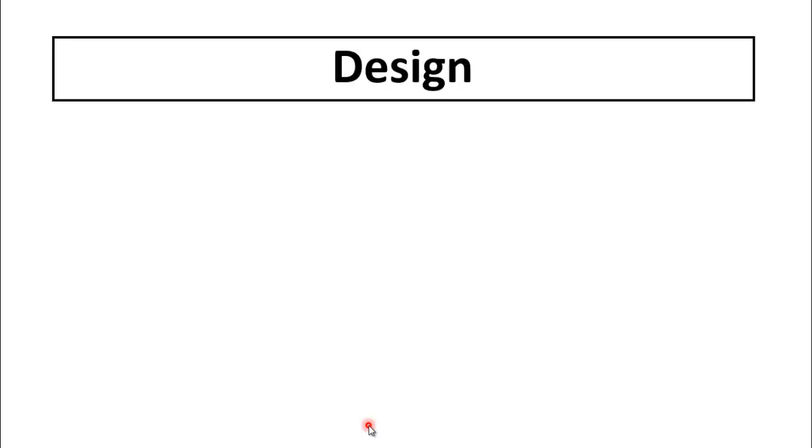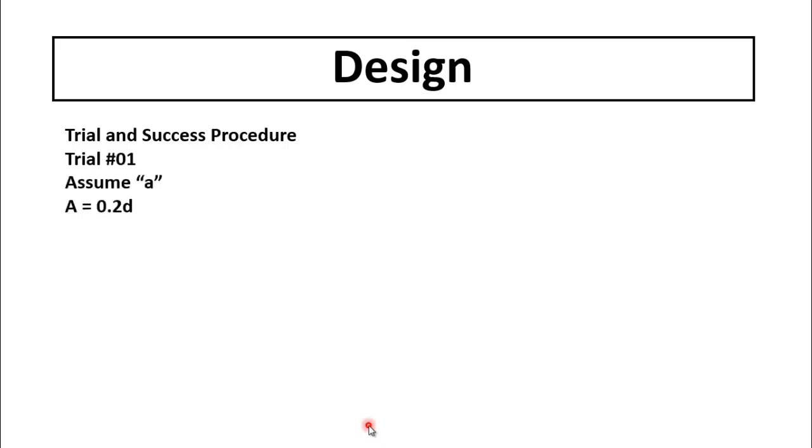The next step and the most important step is design. Here we will use trial and error procedure for the design of the beam. In trial 1, we will assume the value of a. You can use this equation for the assumption of a. a is equal to 0.2 d.